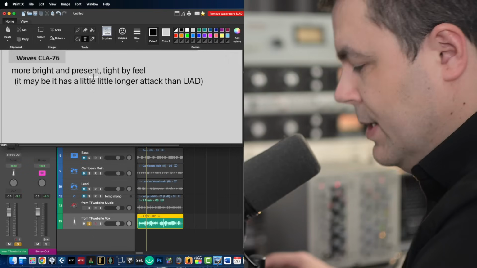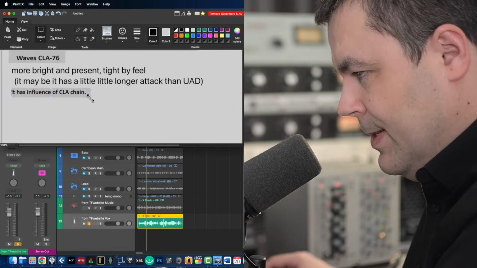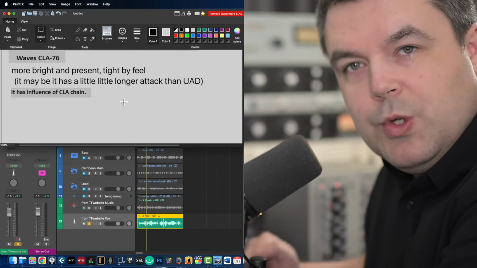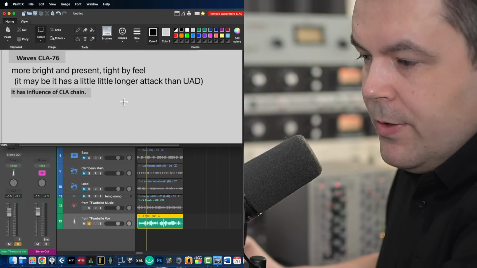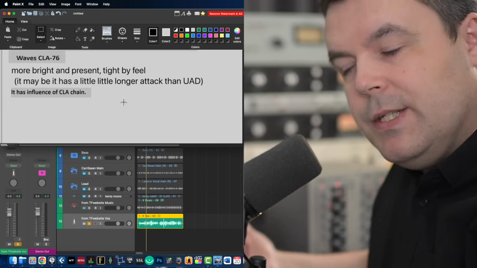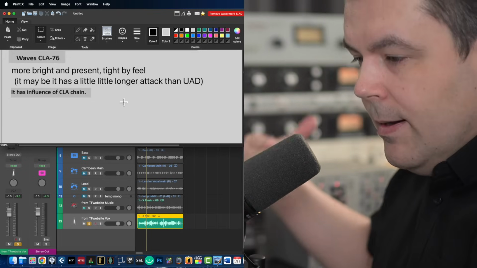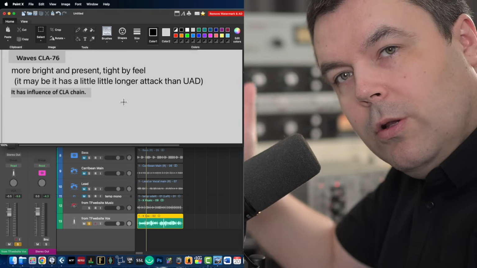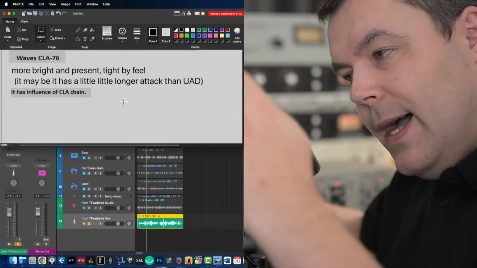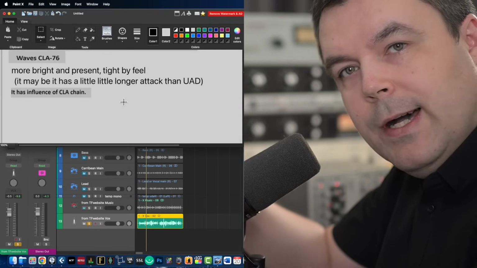This plugin has the influence of Chris Lord-Alge chain. I explained it in the very first free lesson. Remember lesson number 1, which is for free. I mentioned that Chris Lord-Alge boosts high frequencies all the way up and how it's even possible, because his console and everything what connected to his master bus make everything like with a little roll off on the top. So when you boost highs but you still have this natural roll off on the top, you seems like don't boost highs as much.